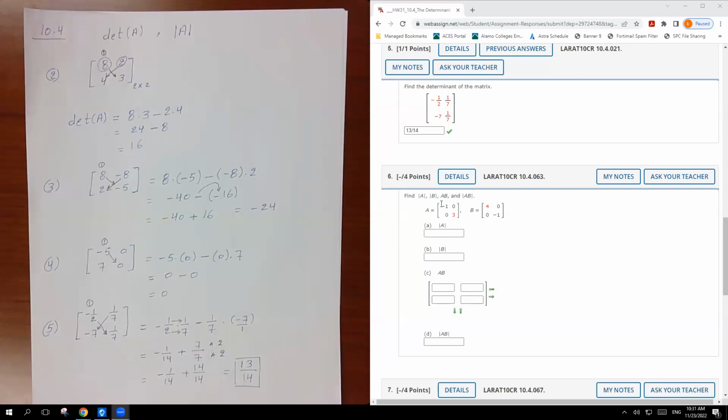We're going to do the same thing with example 6. In example 6, we have two matrices, A and B. We need to find the determinant for the matrix A, the determinant for the matrix B. Then we're going to find the multiplication between A and B, then the determinant for the multiplication.